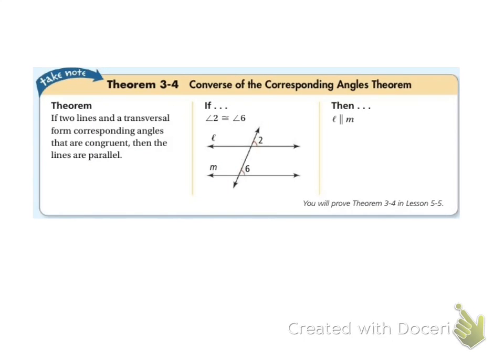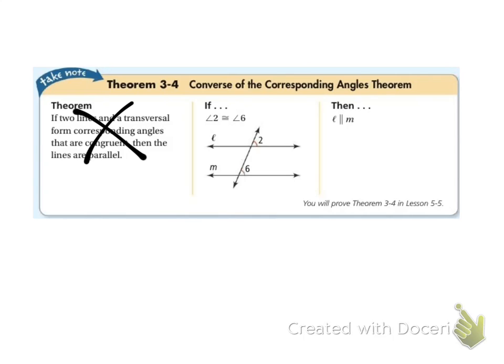Okay, this is 3.3a of geometry. So when you have a theorem, it's if something, then this. Our corresponding angles theorem said if two lines are parallel, then corresponding angles are congruent. The converse is when we switch the if and the then. Now our converse of the corresponding angles theorem says if corresponding angles are congruent, then the lines are parallel.